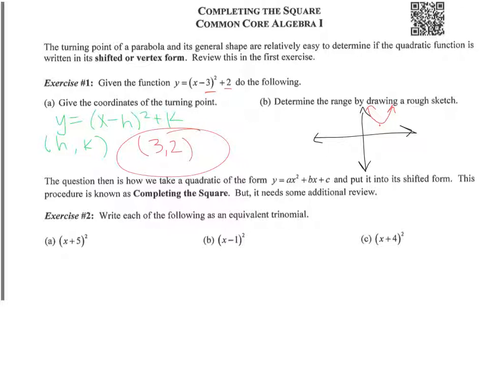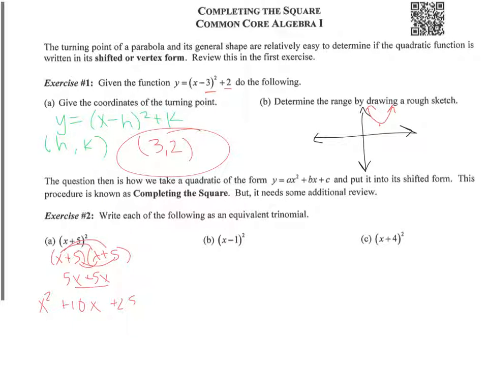So the question then is how we take a quadratic form of y equals ax squared plus bx plus c and put it into its shifted form. This procedure is known as completing the square, but it needs some additional review. So remember, when we have (x plus 5) squared, that's the same thing as (x plus 5) times (x plus 5). So x times x is x squared, x times 5 is 5x, 5 times x is 5x, and 5 times 5 is 25. We need to combine these so it becomes 10x in the middle.